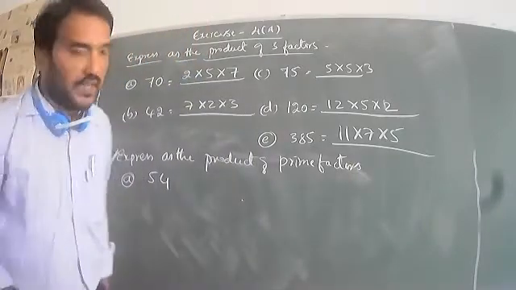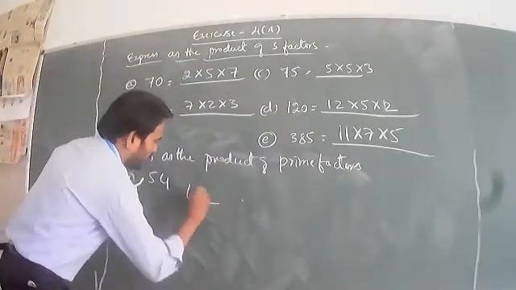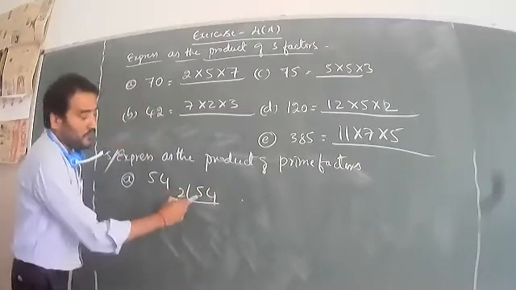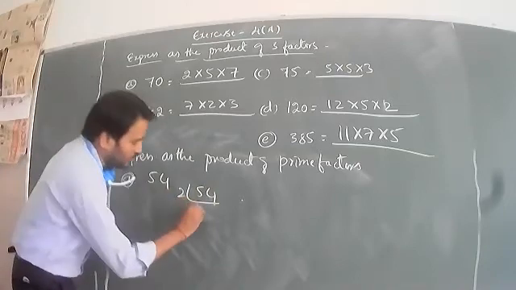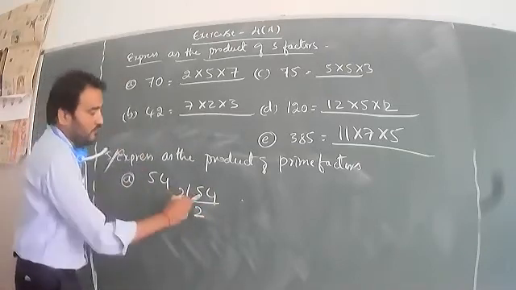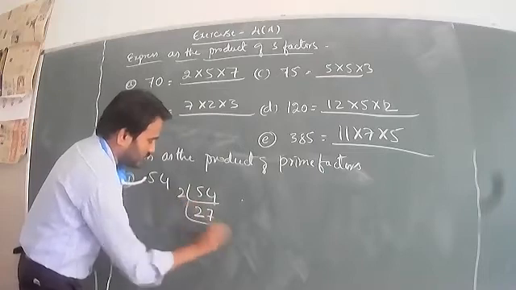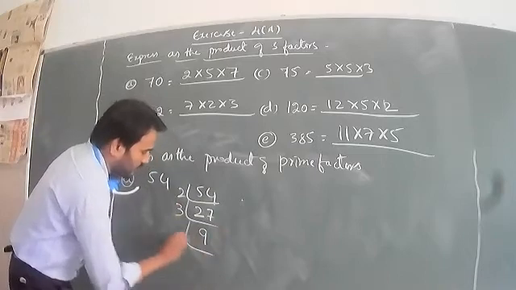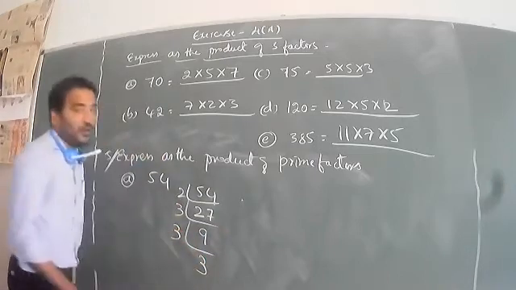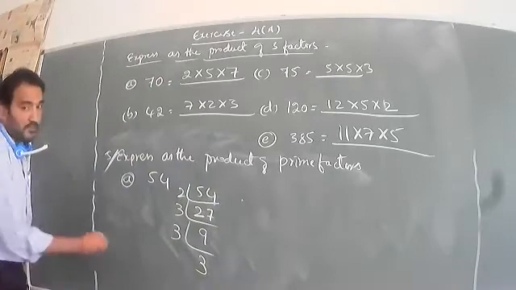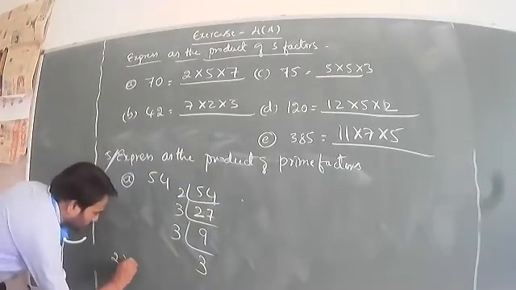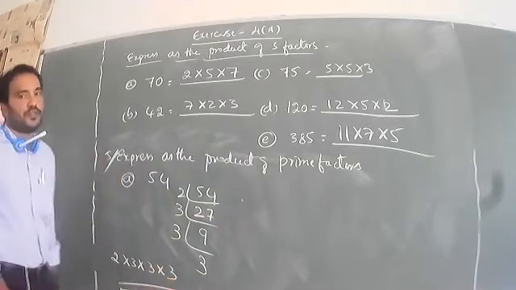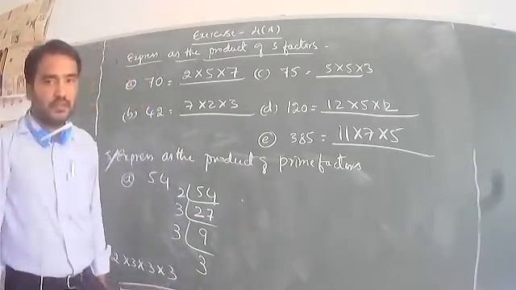54, it is an even number. 2 can be divided. 2 times 27 is 54. Next, 3 can be divided. 3 nines are 27. 3 threes are 9. So what are the prime factors? 2 into 3 into 3 into 3. So do the same and finish the prime factors.